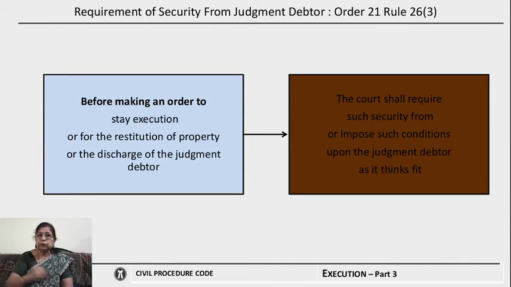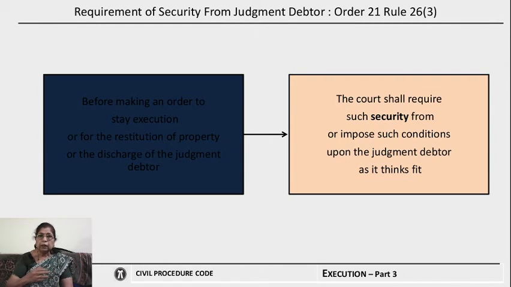Here sub Rule 3 says that this court, before making an order to stay execution, has a power to require security from the judgment debtor. Before making an order to stay the execution or for a restitution of the property or for discharge of the judgment debtor, the court shall require security, or it can also impose conditions upon the judgment debtor as it thinks fit, so that it may not frustrate the execution proceedings.